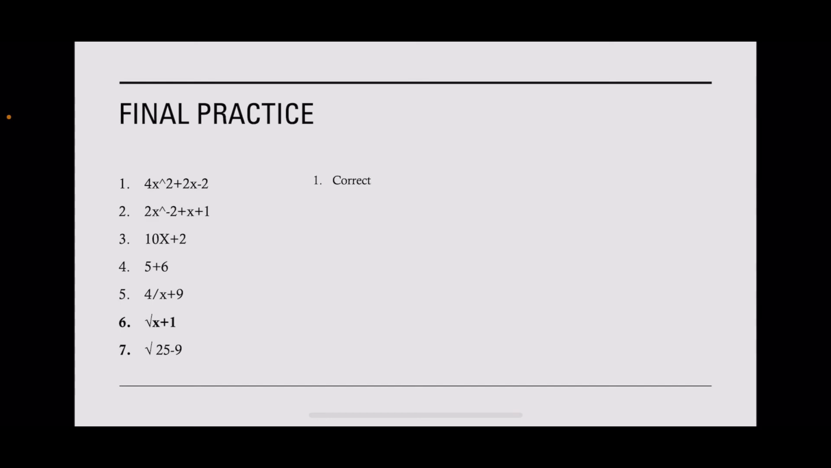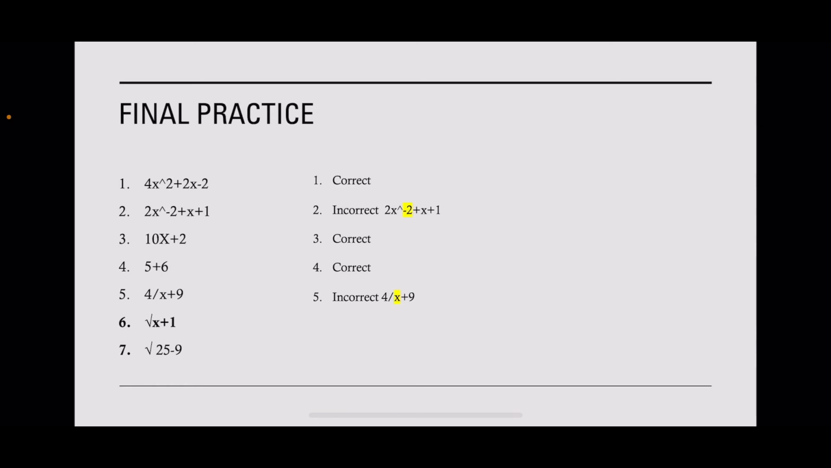Okay, the first one is correct. That is because if you look at the exponents, there are no negative exponents, so pass. The second one is incorrect, because if you look at the exponents, there is an exponent that is negative 2. Negative numbers are not allowed for the exponent in a polynomial. Number 3, correct. Number 4, correct. Number 5, incorrect, because there is a variable in the denominator, which is not allowed. No variable in the denominator for a polynomial.